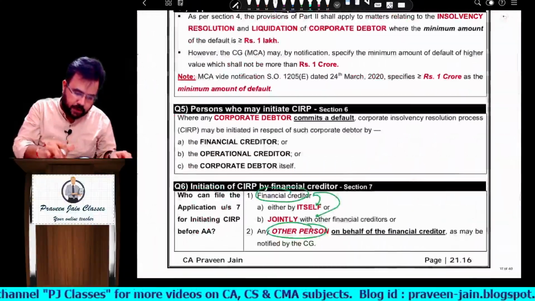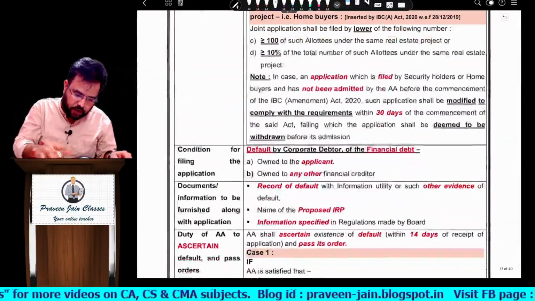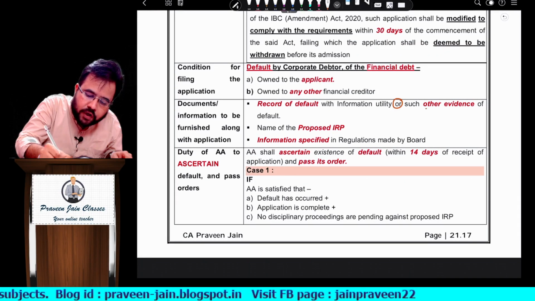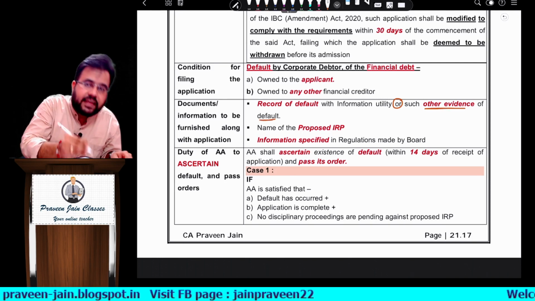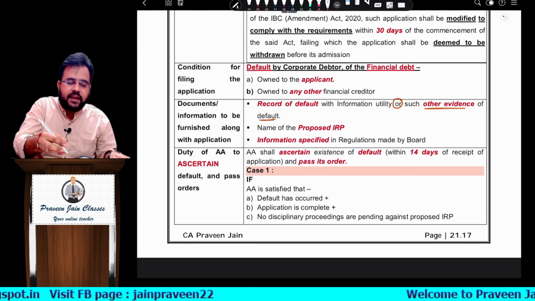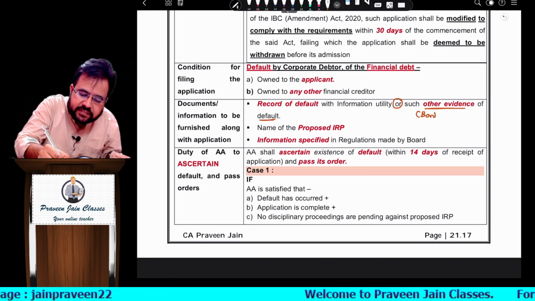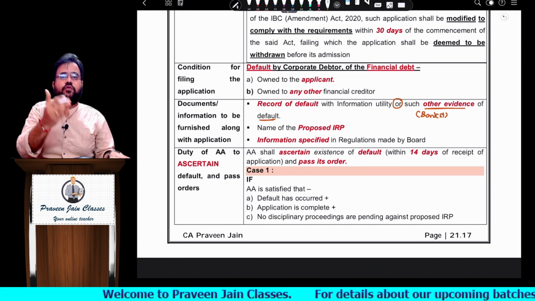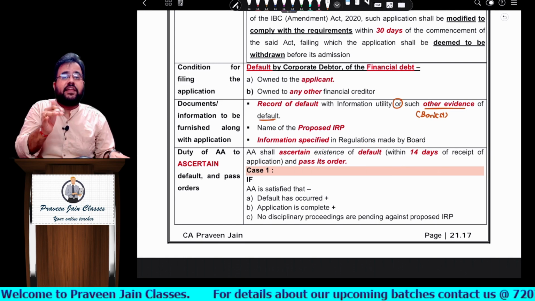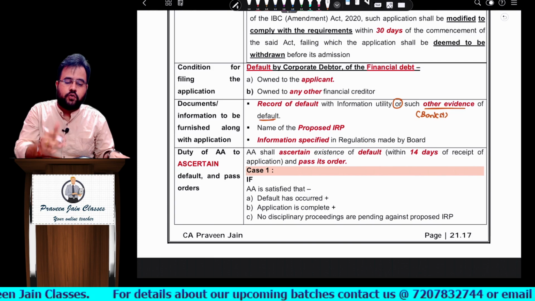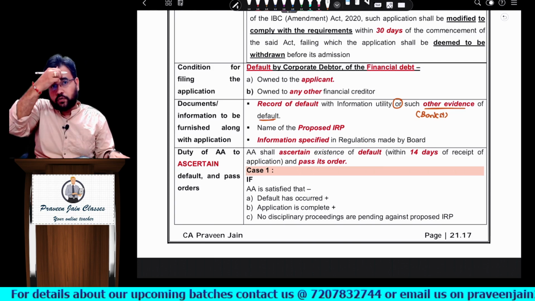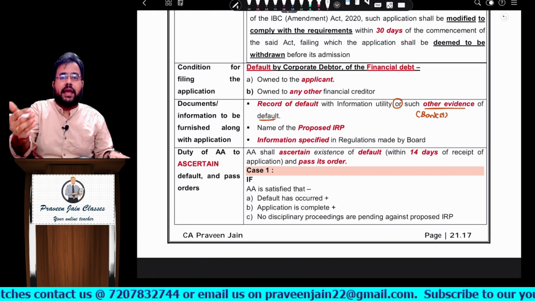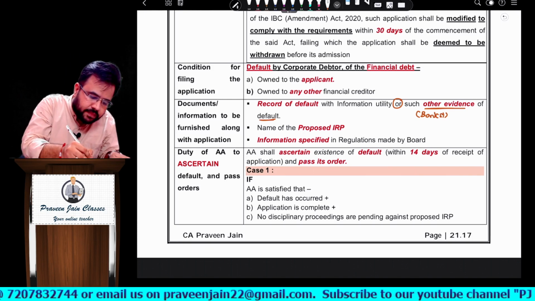If at all you cannot bring the record of default from the IU, you try to show some other evidence that there has been a default, sir. Now what would be that other evidence? Maybe you can submit your bank statement. So you can show the proof: look, this is our bank statement, there is no entry with respect to interest payment, there is no entry with respect to repayment of loans, right? So you try to satisfy with the total bank statement and give this as an attachment, sir, so that the AA will get satisfied. Okay, this is one point, sir.